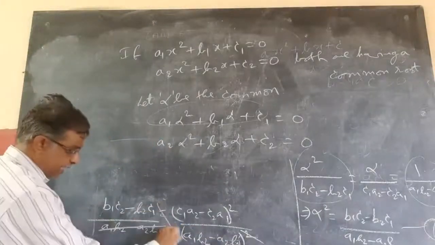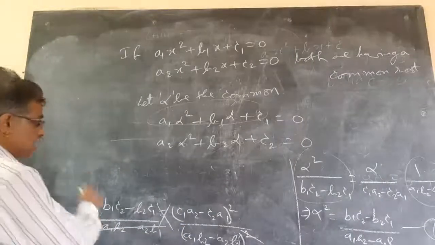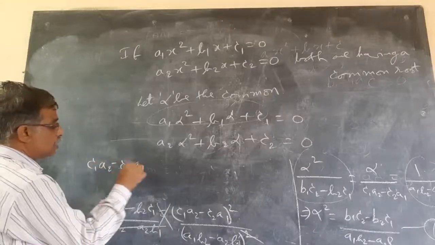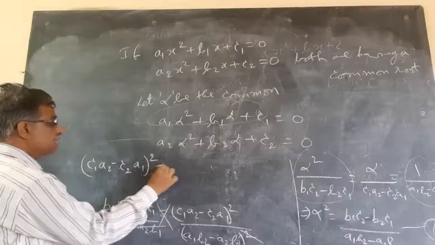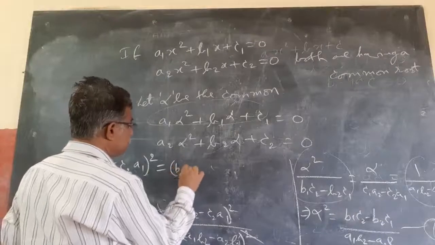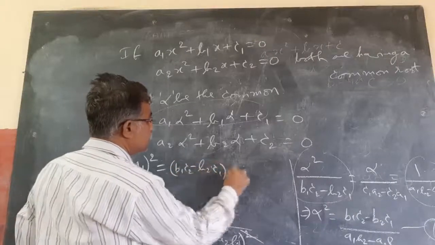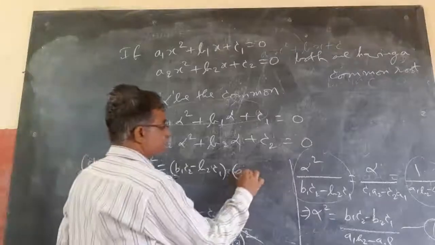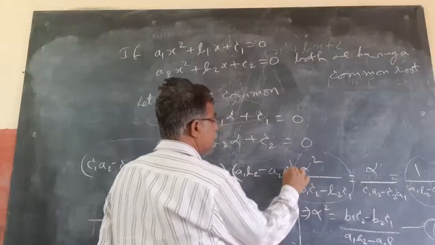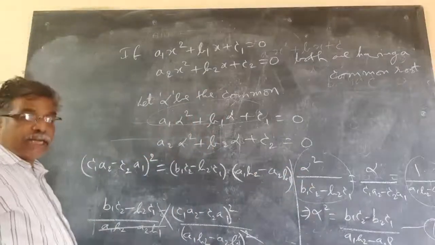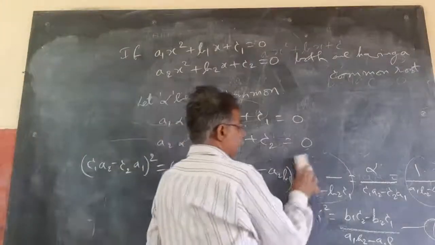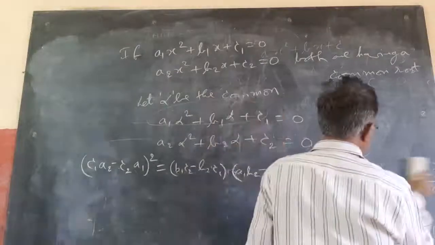So by cross multiplying both, I will get the final condition: (c1 a2 minus c2 a1) whole square equals (b1 c2 minus b2 c1) into (a1 b2 minus a2 b1). So this is the final result, or the final condition, which we can use to find the relation if two equations are having a common root.